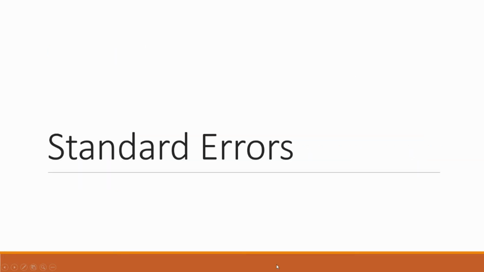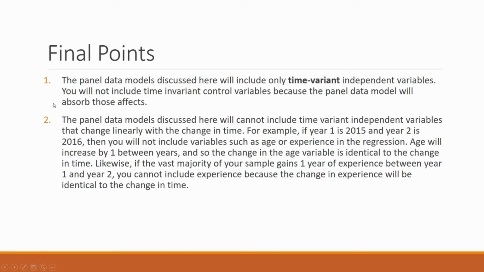All right, a couple final points before we do standard errors. We're close to the demo. All right, two quick points, or hopefully quick. All right, so panel data models discussed here will include only time variant independent variables. That means if you include independent variables in your regression, you will only include variables that vary across time. You will not include variables that do not change over time. You will not include time invariant control variables because the panel data model will absorb those effects.